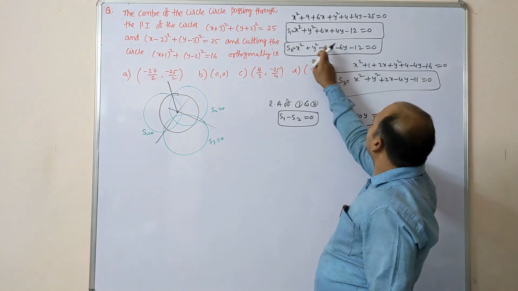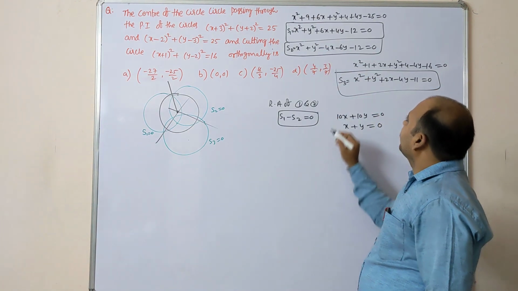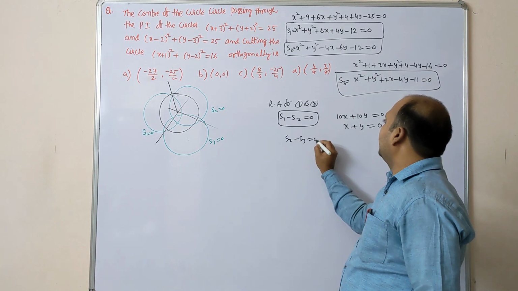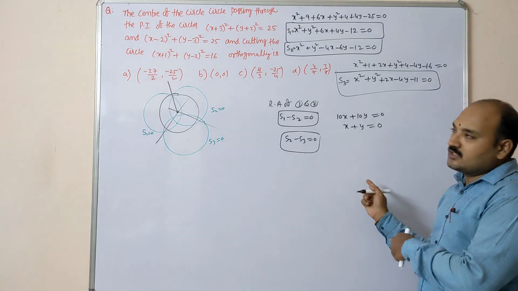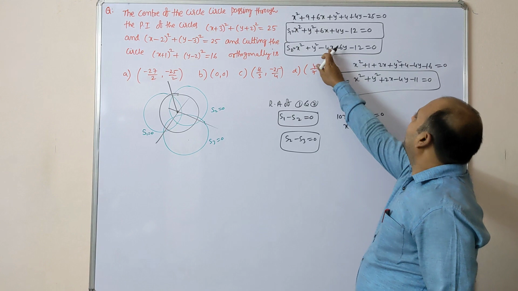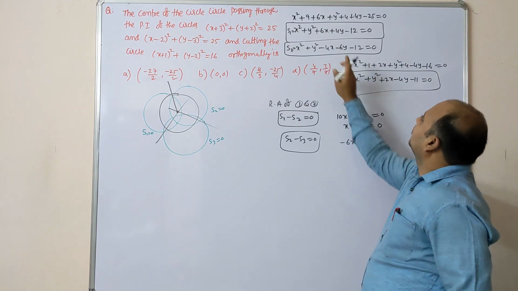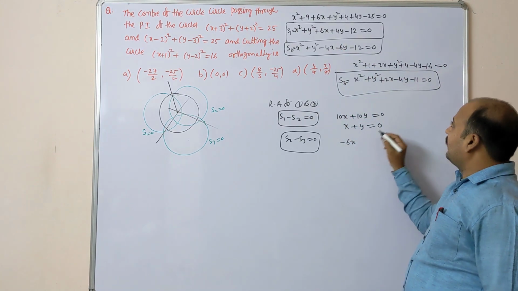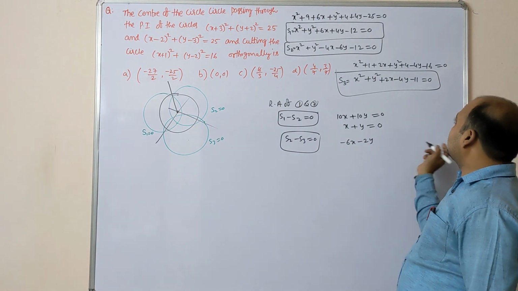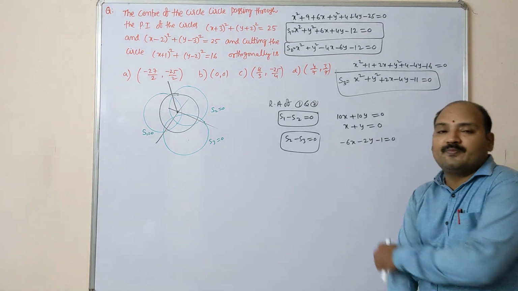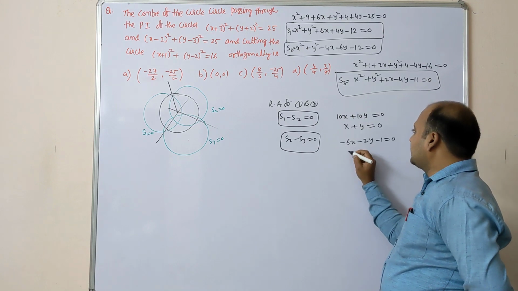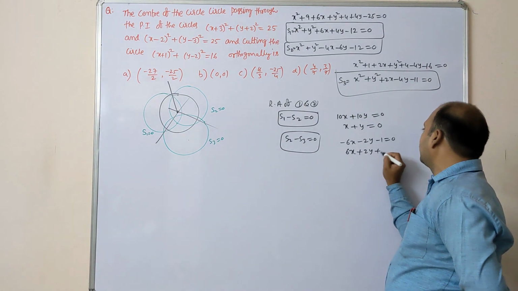Next, solving these two. Now S2 minus S3: minus 4x minus 2x, minus 6x, minus 6y plus 4y, so minus 2y. Next minus 12 plus 11, so minus 1 equal to 0. If it does not work out, we will go for another method. Multiplying by minus, it will become 6x plus 2y plus 1 equal to 0.